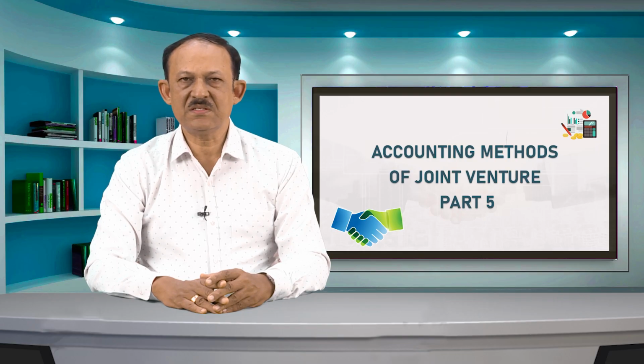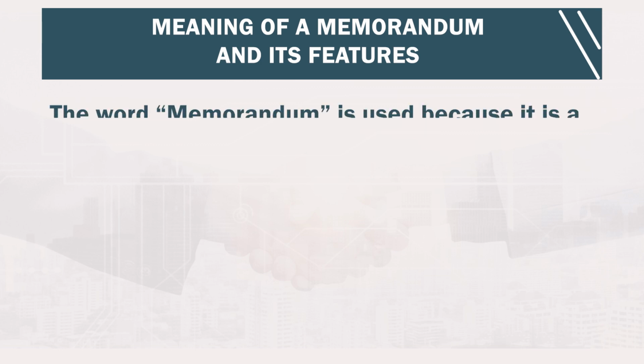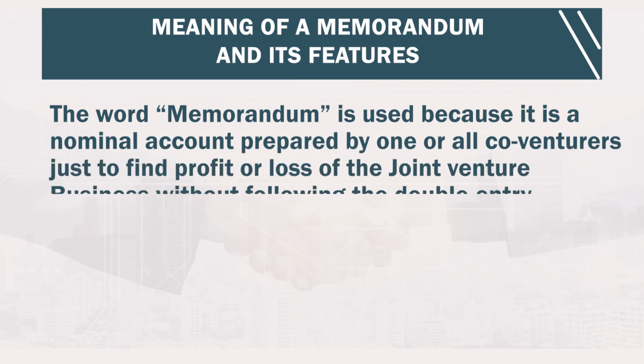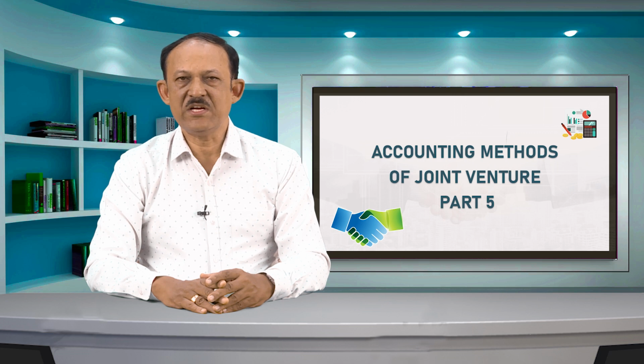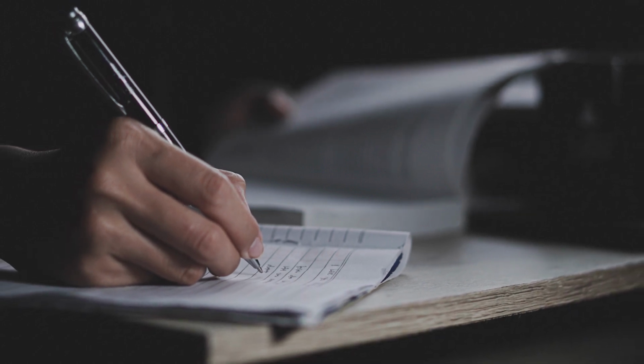Let us first discuss the meaning of memorandum and its features. The word memorandum is used because it is a nominal account prepared by one or all co-venturers just to find profit or loss of the joint venture business without following the double entry system. Each co-venturer sends a statement of transactions taken place by him for the joint venture to the other co-venturers periodically, based on which each co-venturer prepares the memorandum joint venture account.